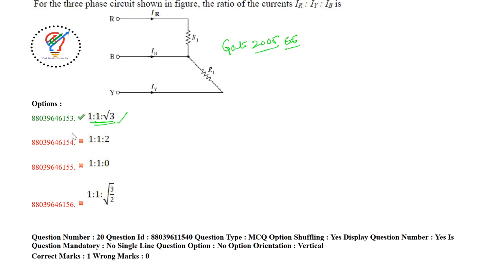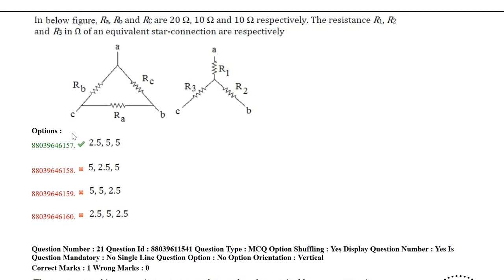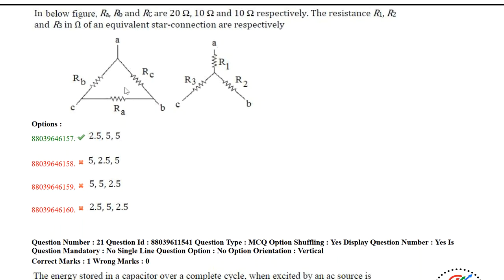Next we'll move to the next question, and this question also we discussed in my previous videos. I will just give the formula value for you. In the below figure, RA, RB, RC are 20 ohms, 10 ohms and 10 ohms respectively. Find the resistances R1, R2 and R3 in ohms in the equivalent star connection circuit. Generally, if you have observed, these are standard AE questions.